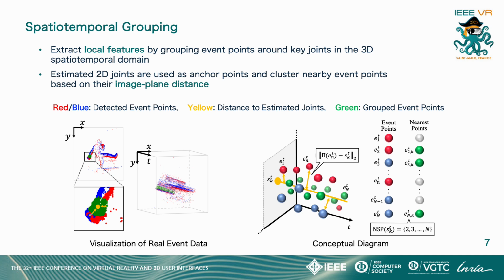Here, we illustrate our spatial-temporal grouping approach. On the left, you can see a visualization of actual event data showing them in 2D and 3D spaces. On the right is a conceptual diagram. We use estimated 2D joints as anchor points and cluster nearby event data based on their distance in the image plane. By focusing on the local neighborhood around each joint, we can capture finer details of human motion, which improves the accuracy of our mesh estimation.